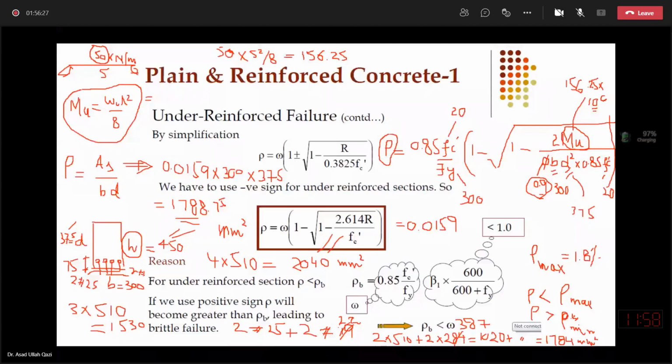This is just one practice example to give you an idea of how useful this expression will be to quickly design your beams and get a ductile beam fulfilling all the requirements. Without any doubt, if you calculate the rho of this beam, it will be less than rho max and greater than rho minimum. So it is a tension controlled, under reinforced design. In the next lecture, we will continue from this discussion onward.